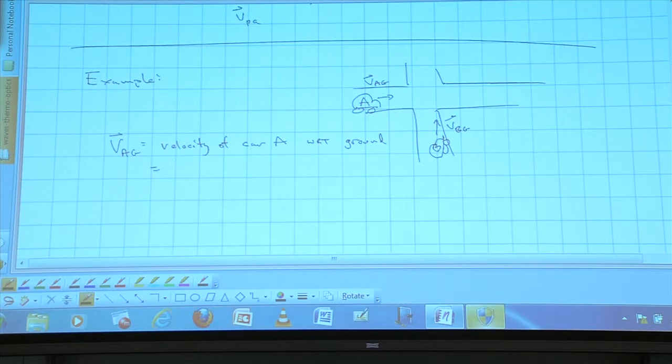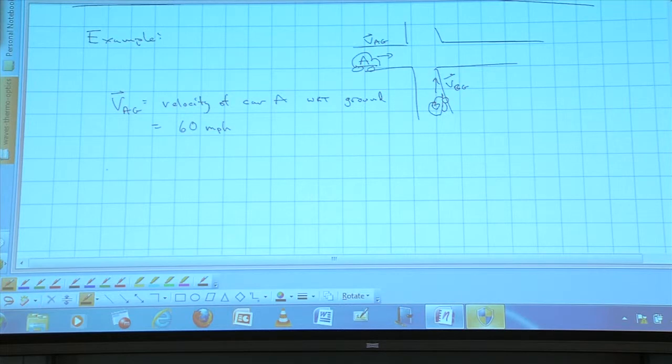And what should we make that? 60 miles an hour. What direction is that? East? Okay, and then the velocity of B with respect to the ground. And what should we make that? 50. Due north.